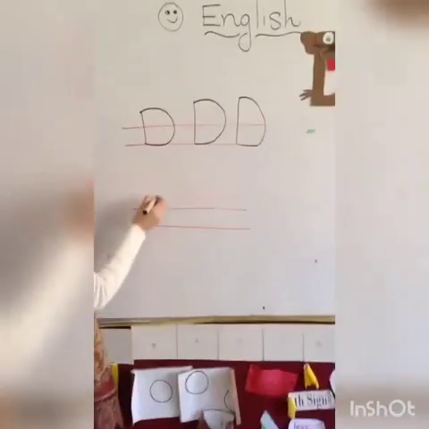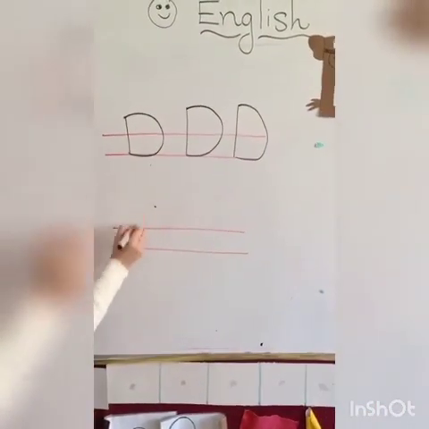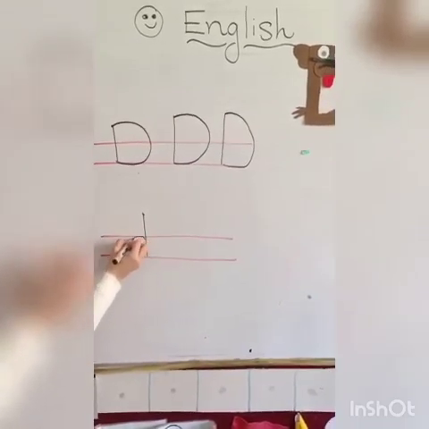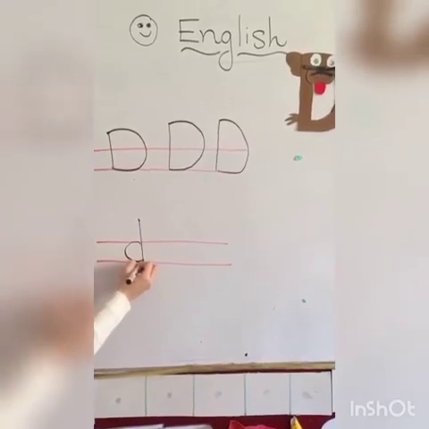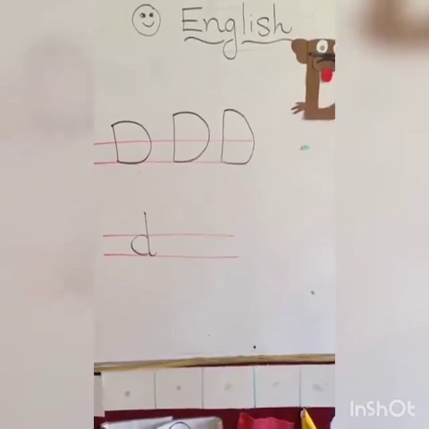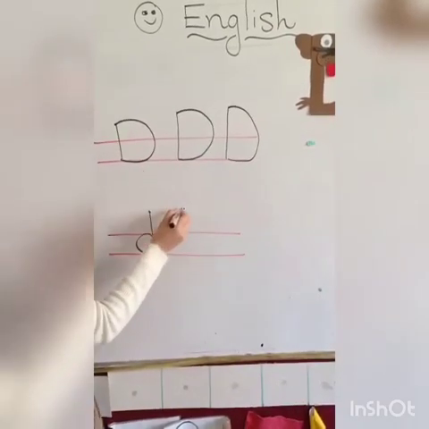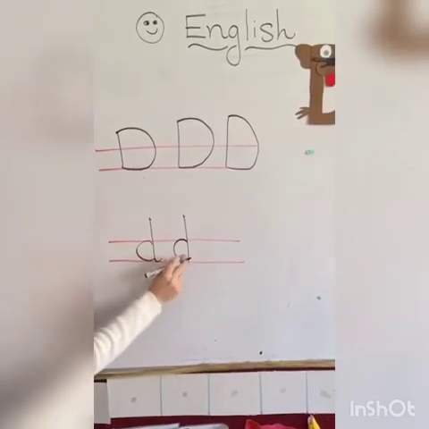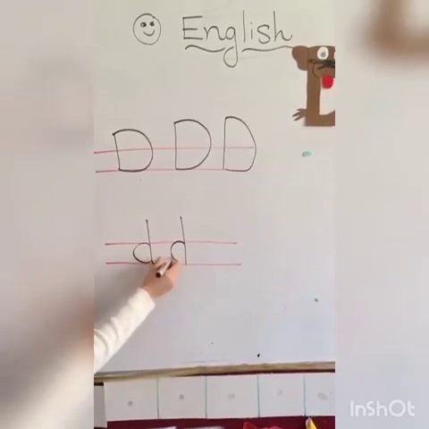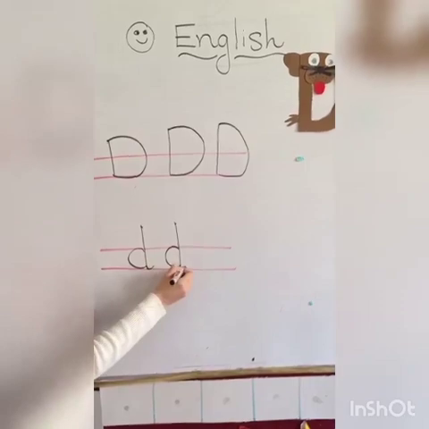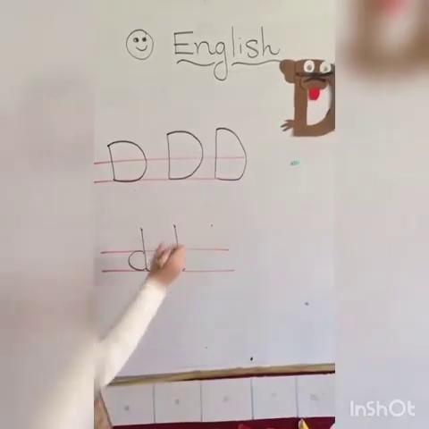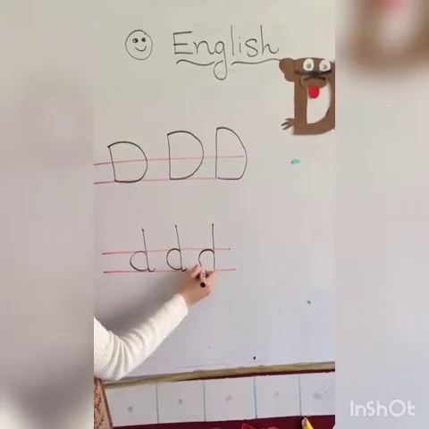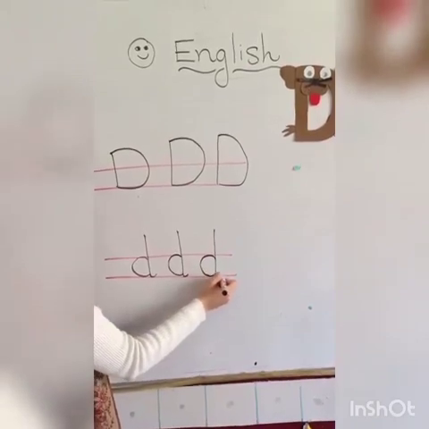Come here. I will make from the starting point here, line down, and then half circle and small tail. Again, from the starting point, line down, half circle and small tail. One more time, from the starting point, line down, half circle. The half circle should be between two lines, and small tail.